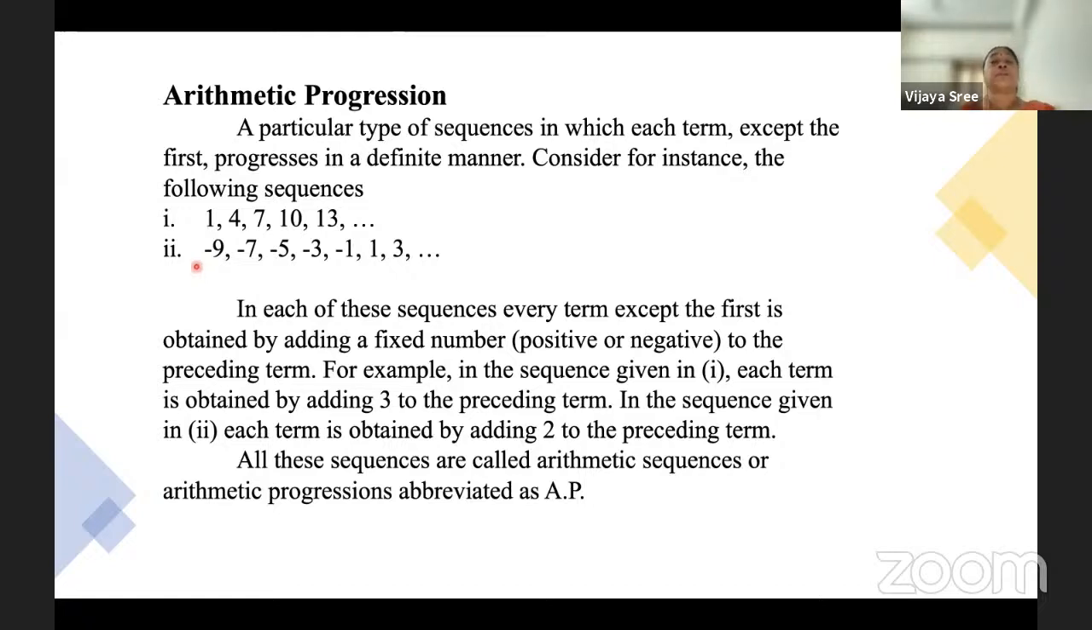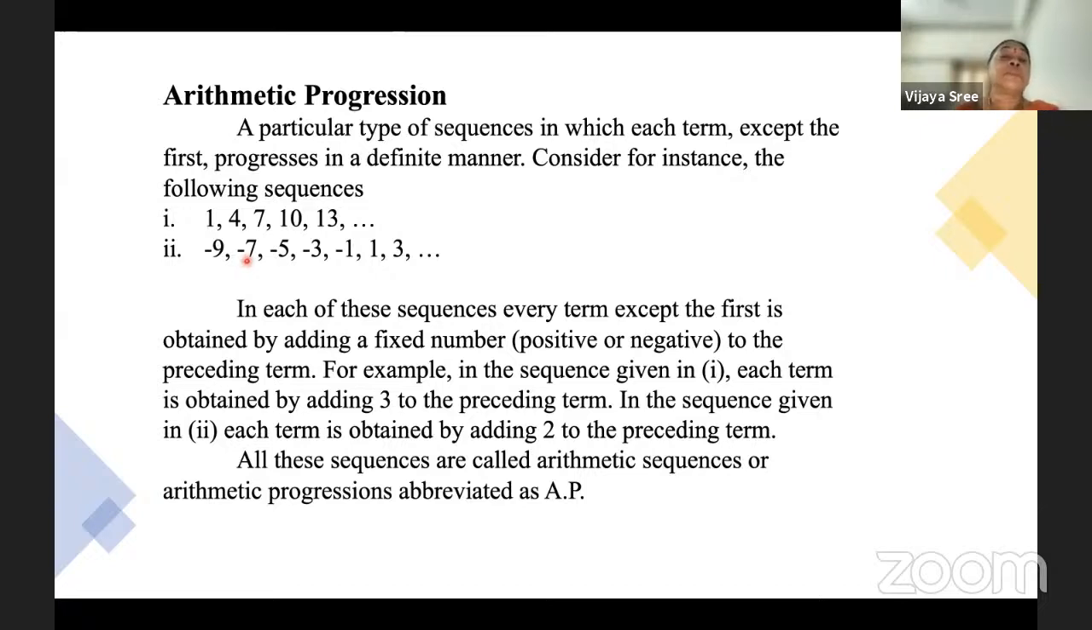In the second one, each term is obtained by adding 2 to the preceding term. These are all called the terms. This is the preceding term. So minus 9 plus 2, you get minus 7.